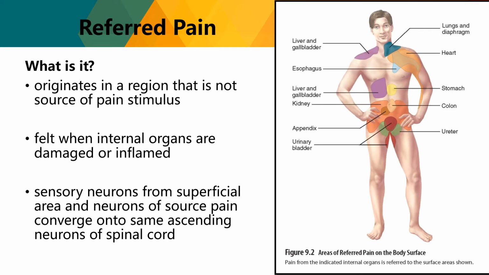So next you have what you call referred pain. What is it? It originates in a region that is not the source of the pain stimulus. It is felt when internal organs are damaged or inflamed. You also have sensory neurons from the superficial area and neurons of the source of pain that converge onto the same ascending neurons of the spinal cord.